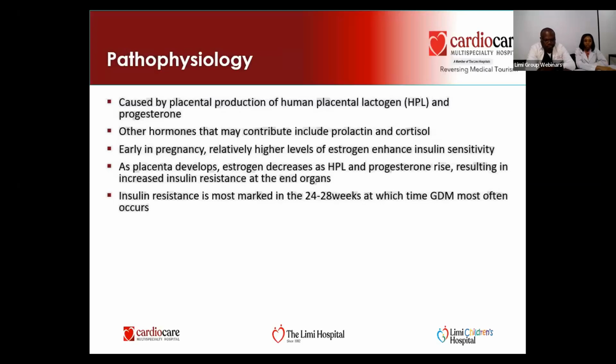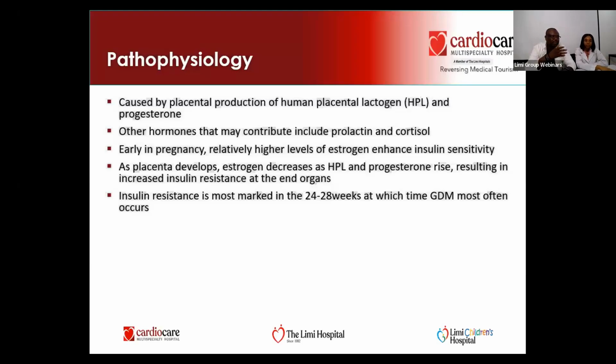So what is the pathophysiology of this condition? It's caused by placental production of human placental lactogen, HPL, and progesterone. There are other hormones that may contribute as well, such as prolactin and cortisol. Early in pregnancy, relatively higher levels of estrogen enhance insulin sensitivity. As the placenta develops, estrogen decreases as HPL and progesterone rise, resulting in increased insulin resistance at the end organ level. Insulin resistance is most marked in the 24th to 28th weeks, which is why we talked about the second and third trimester earlier. That is the time when most women come down with gestational diabetes.